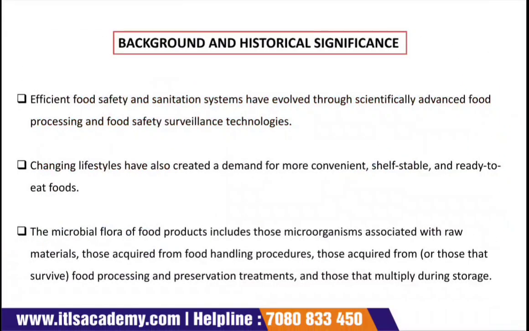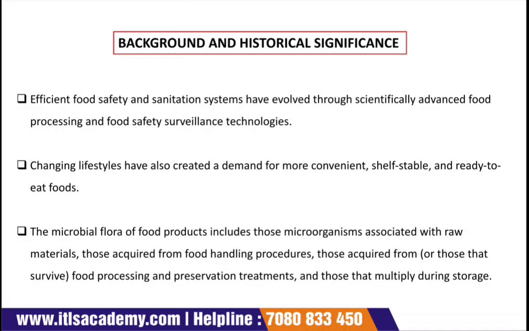Now coming to the next, that is the background and historical significance. An efficient food safety and sanitization system has evolved through scientifically advanced food processing and food safety surveillance technology. Nowadays, since people are becoming aware and so conscious, and to meet the consumer demand, different food industries are focusing on their sanitization system. They are focusing on the efficient food safety of the food, and they are using more advanced food processing and food safety surveillance technology. Why are they using it? Just to avoid contamination, just to produce a food that is free from any sort of microbial contamination, to increase their food quality so that they can meet the consumer demand.